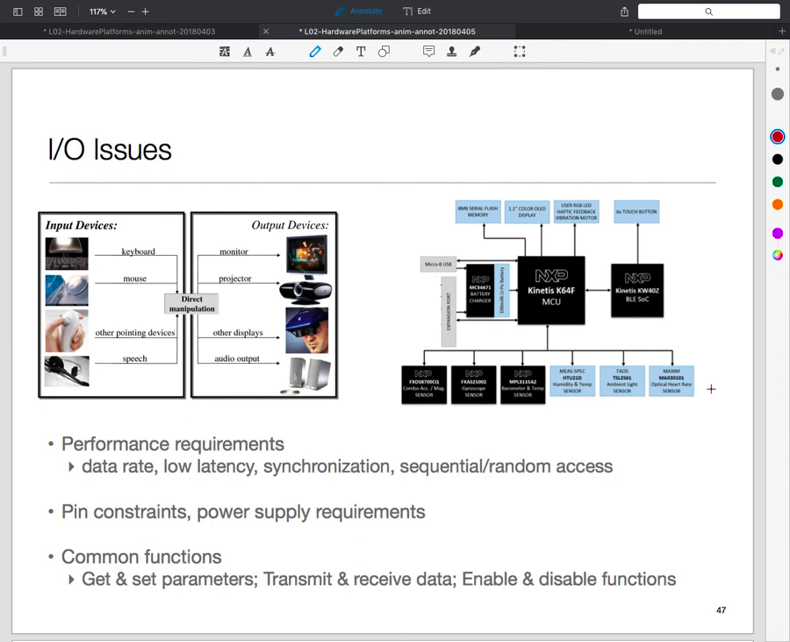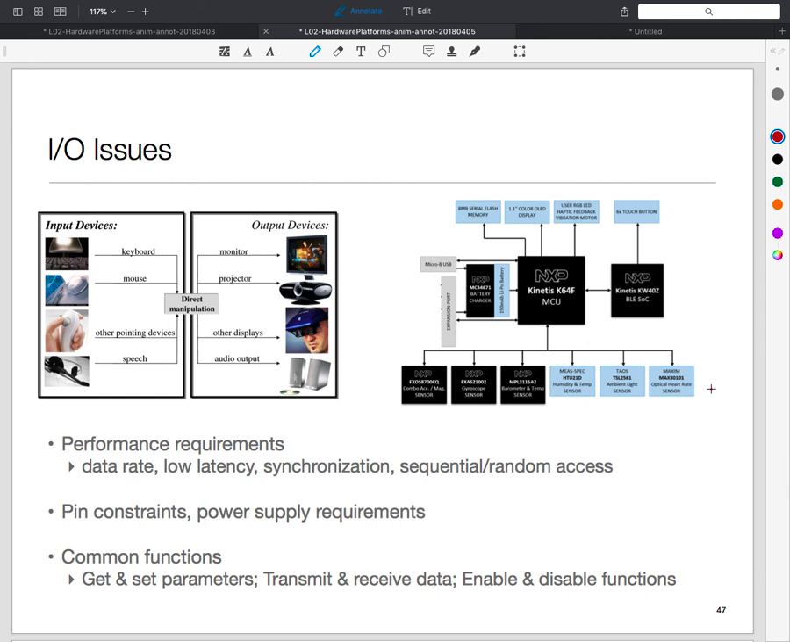Power supply requirements. Typically, when you are dealing with peripherals from a processor perspective, there are three kinds of things that you want to do. One is to get and set parameters. You want to ask a device, set the sampling rate for the accelerometer, or what's the sensitivity. So I want to read and write certain kinds of parameters. Second is to transmit and receive data. For example, I tell the radio, send this packet out, or get this packet coming in. And finally, enable or disable functions, like turn the LED on, or shut the transmitter off, stuff like that.